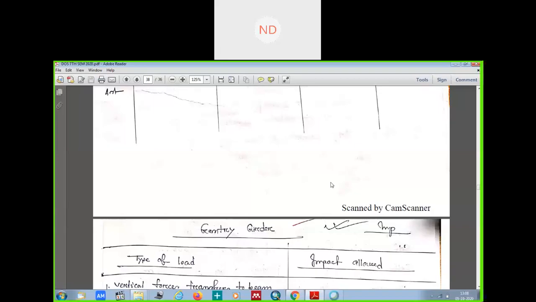So where we were, bending moment. Okay. Is my screen visible? I hope so. Yes, ma'am. Screen is visible.